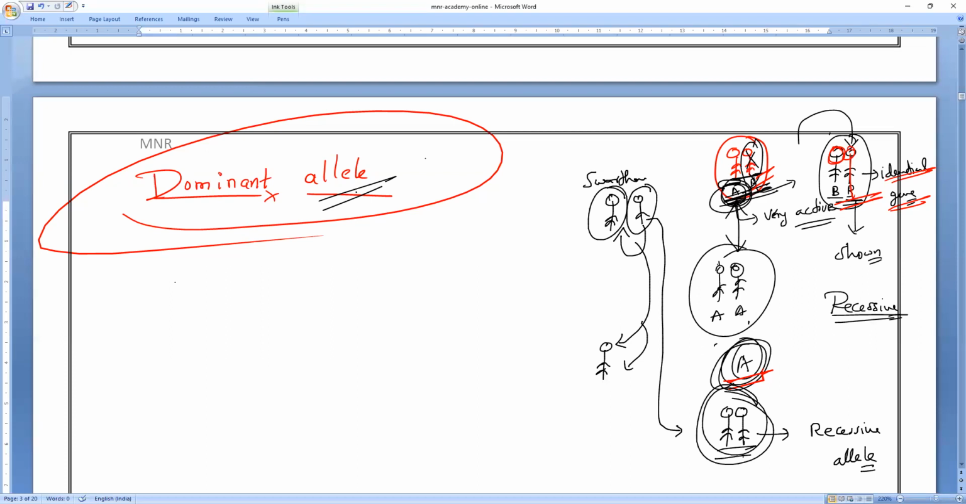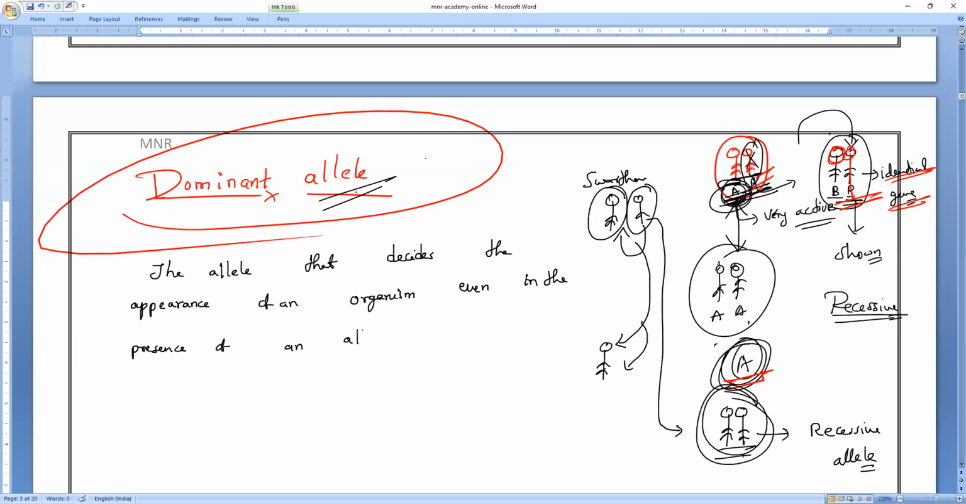Dominant allele, write it. The allele that decides the appearance of an organism, even in the presence of an alternative allele, not only identical, is called a dominant allele.